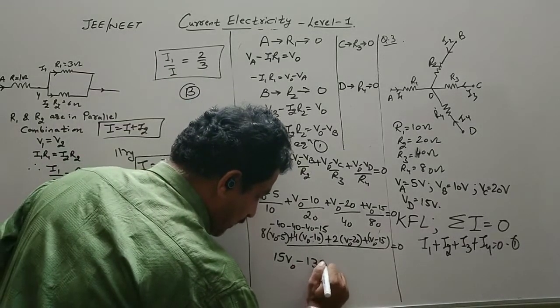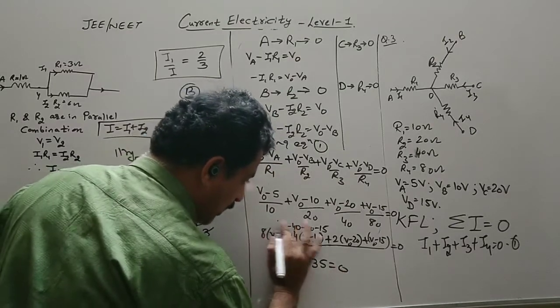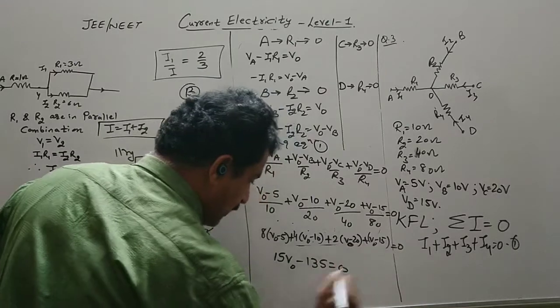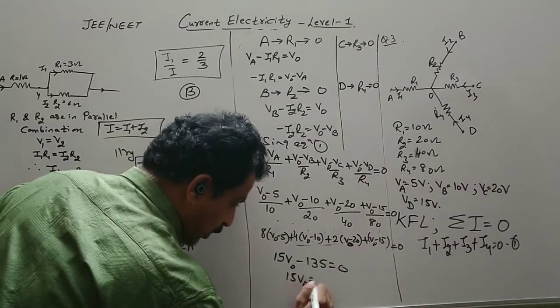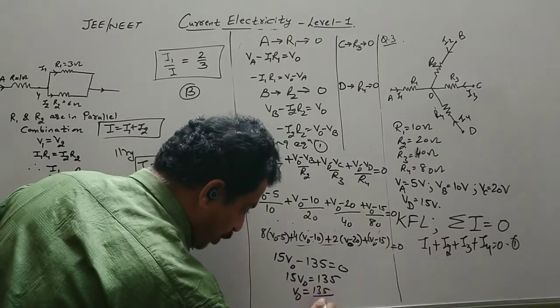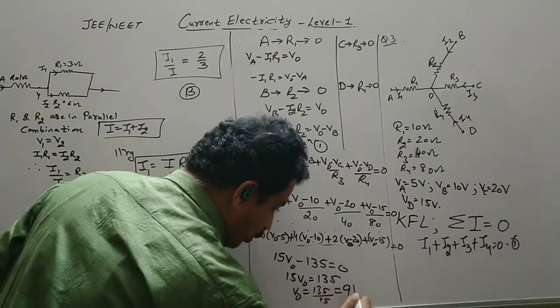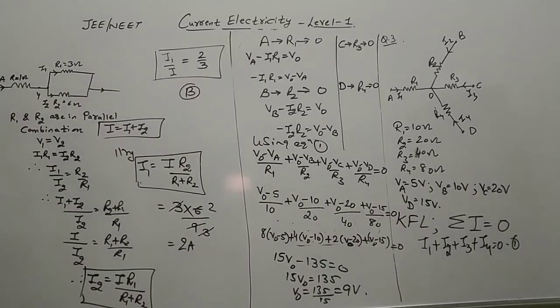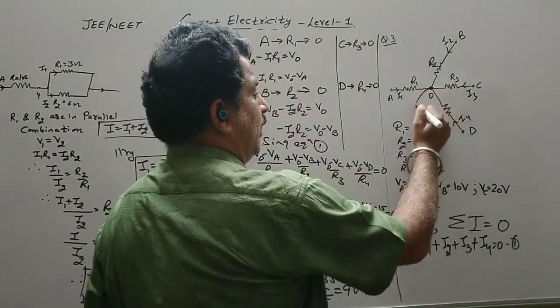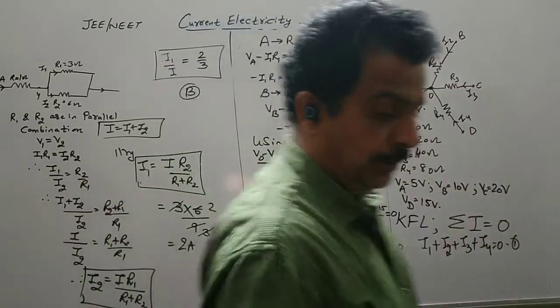So minus 135 is equal to 0. So you can do this calculation. You can open this bracket. So 15 V naught is equal to 135 and V naught is equal to 135 upon 15. So that is equal to 9 volt. So clearly the potential at this point is 9 volt.